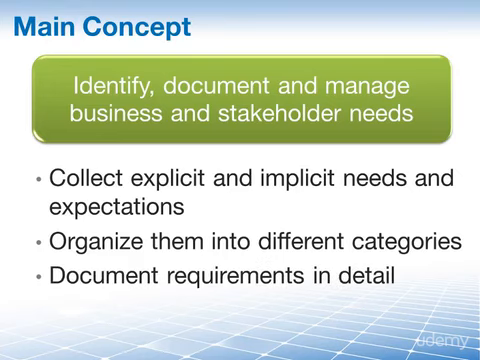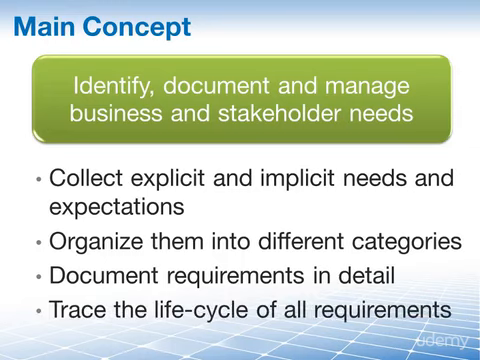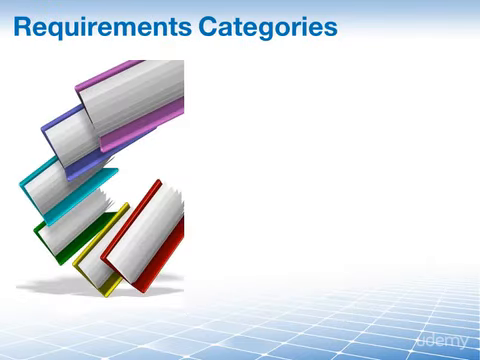Document and provide enough detail so that all requirements are represented in the project scope. And finally, trace the life cycle of each requirement throughout the project life cycle. Many companies organize requirements into different types or categories to refine and quantify them and to manage and measure them more effectively. Organizing requirements into different categories helps also to further define explicit and implicit details to ensure that each is represented in the project scope.